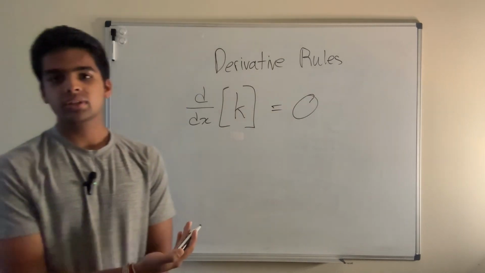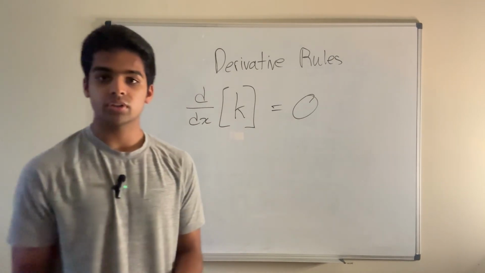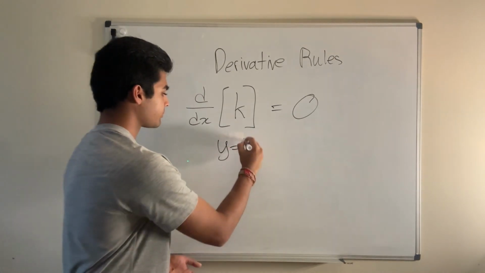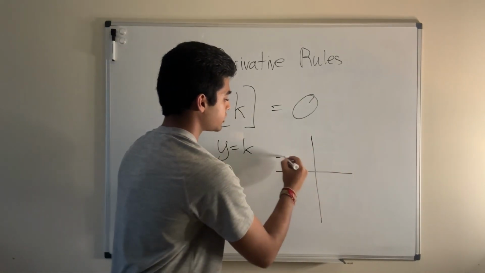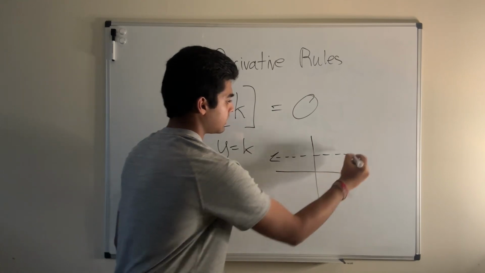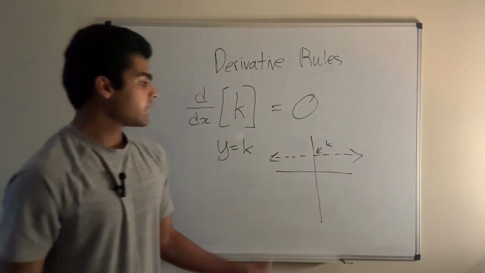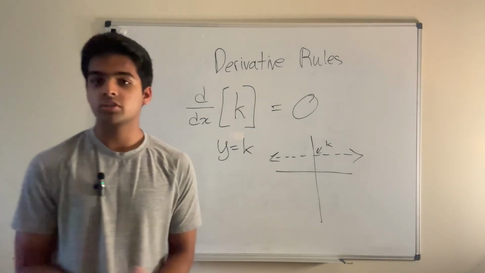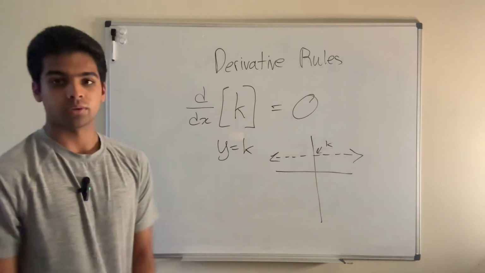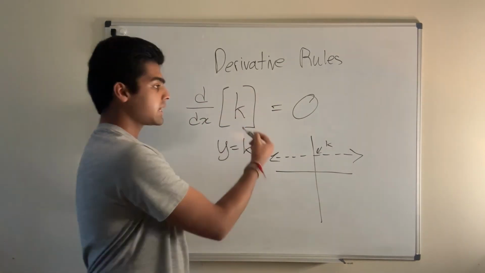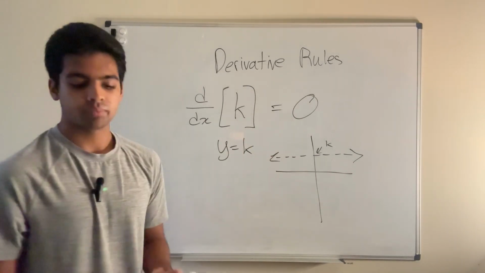The way we can prove this is to think of k as a function. Suppose we had y equals k. If we were to graph that, we would just have a straight horizontal line, and this right here would be k. If we remember, the derivative is just slope. So what would the slope of a horizontal line be? Well, it would be 0. So for that reason, the derivative of k, or any constant, any number in general, would just be 0.